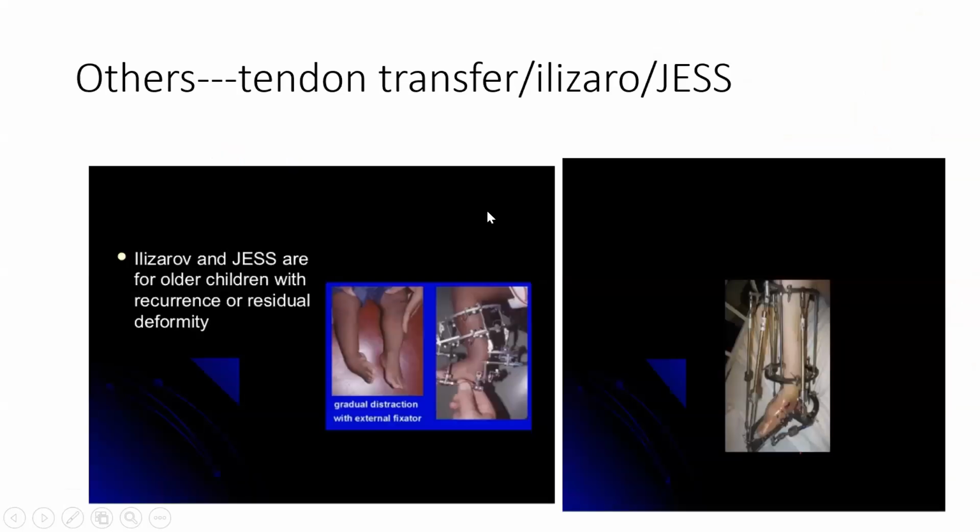Now, if even after soft tissue correction or bony procedures you cannot correct the CTEV, there is a technique which is Ilizarov. Ilizarov is a technique where you can do deformity correction. It is also a technique of bone growth. We use Ilizarov for malunited fractures, non-unions, infected non-unions, and bone growth. So Ilizarov can be used in CTEV too.